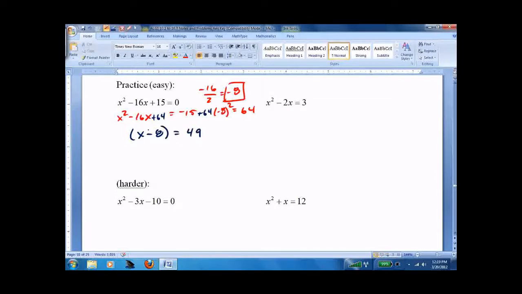49 squared. Square root of both sides. X minus 8 equals plus or minus 7. X equals 15. X equals 1. Plug them back in to check. 1 squared is 1, minus 16 plus 15 is 0. Check. Same thing for 15 works. Check.